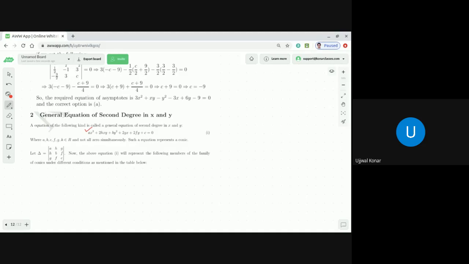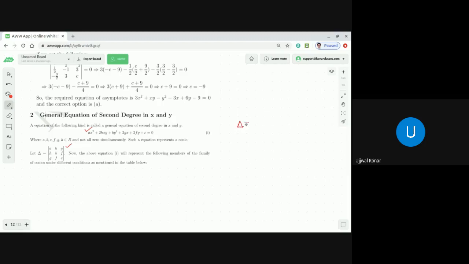at the same time. Now, the value of the determinant tells a lot of things about the nature of the curve represented by this general equation of second degree in x and y. And what is the determinant? It is already shown here, but there is a style of writing it.